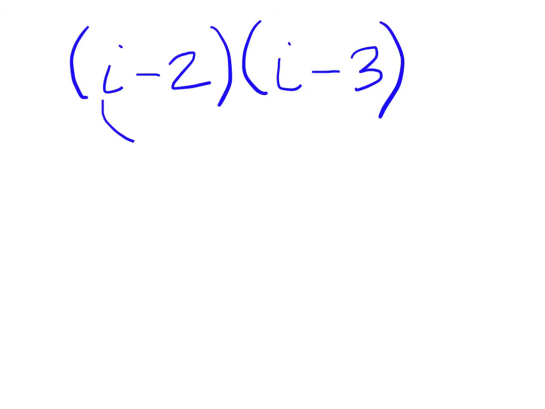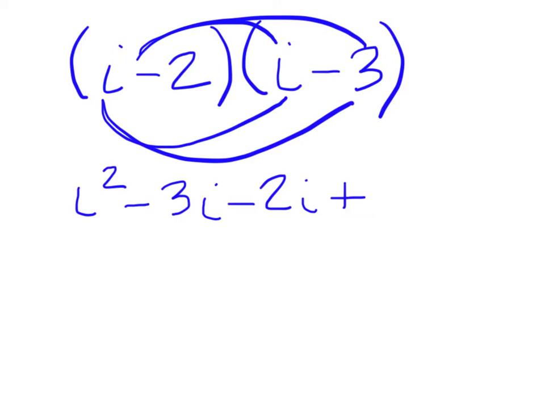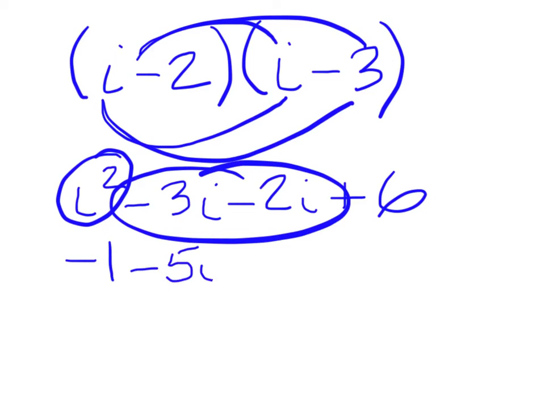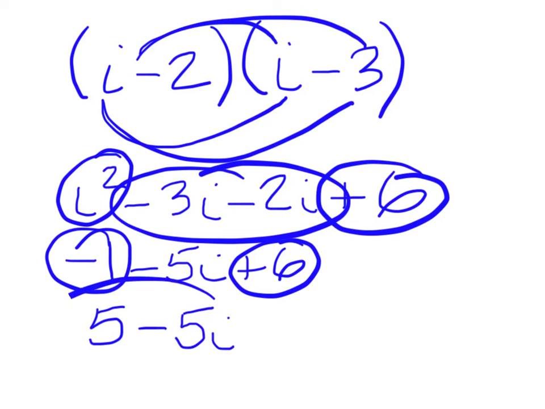On the practice problem, multiply I by I to get I squared, and then I by a minus 3 to get minus 3I. Minus 2 times I is minus 2I, and minus 2 times minus 3 is plus 6. I squared is a negative 1. Add these together to get minus 5I, and keep the plus 6. Minus 1 plus 6 is positive 5. 5 minus 5I is the answer.